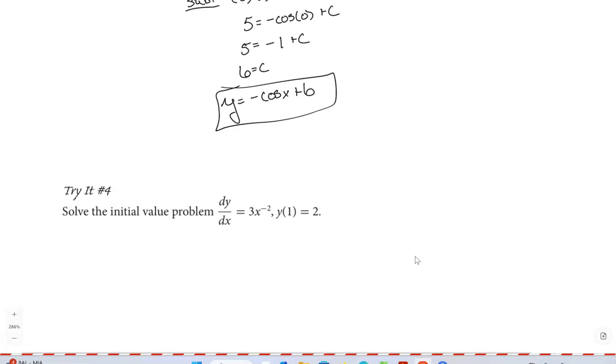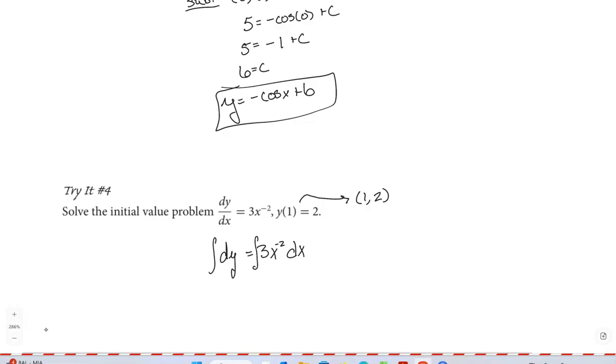So let's solve another one. And this is where you may want to pause the video, try it, and then come back and check your answer. So we're going to start in the same way. This means that when x is 1, y is 2. And we're going to separate the variables. So I'm going to multiply both sides by dx. So I'm going to have dy equals 3x to the negative 2 times dx. And then we're going to integrate both sides.